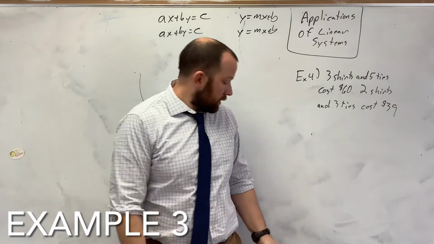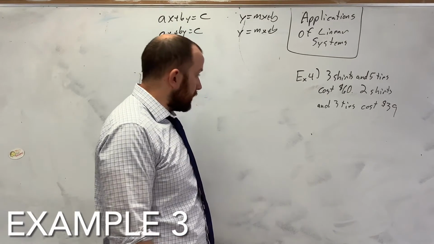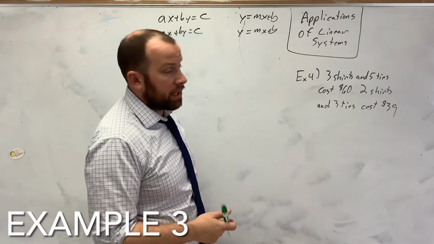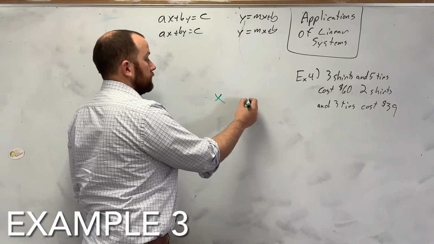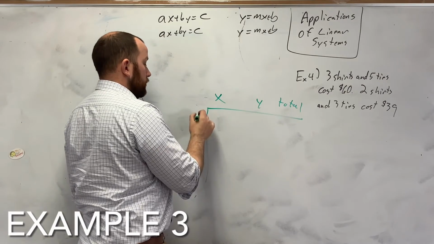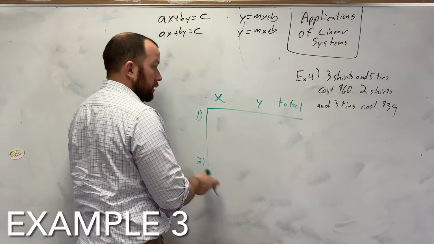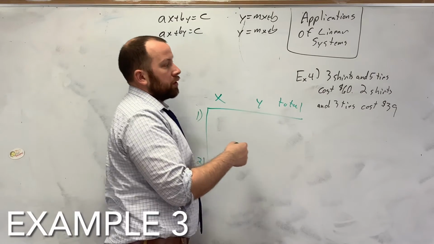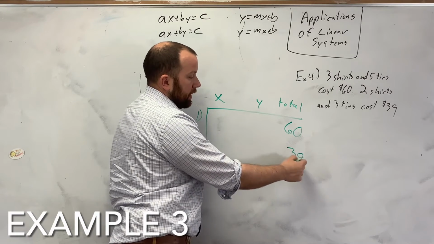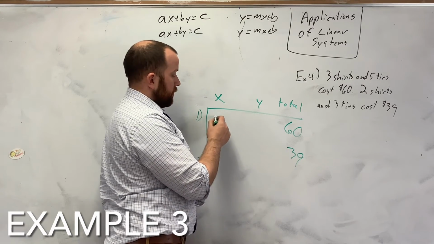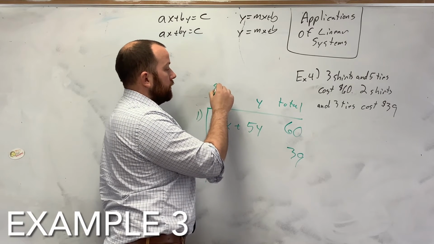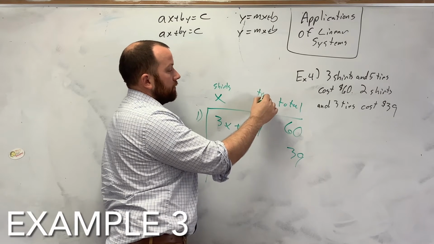Alright, last one. And I kind of simplified these word problems down a little bit. It would say how much does a shirt and how much does a tie cost? But I just thought it'd be better to keep it simplified. So I have two equations, scenario 1 and 2. So 3 shirts and 5 ties cost $60. 2 shirts and 3 ties cost $39. So 3x plus 5y. I can call this shirts if I want, and call this ties.